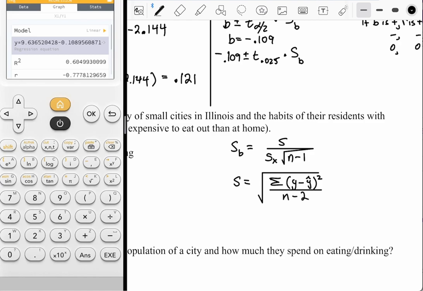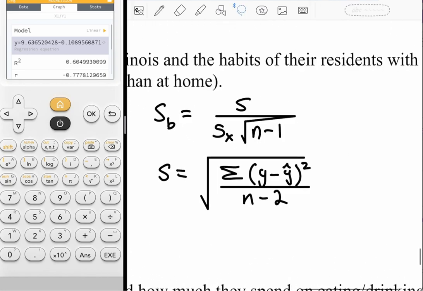Figured I would talk to you about it because they put it on the formula sheet. If they put it on the formula sheet, there is an expectation that you're probably going to have to use it at some point. All right.